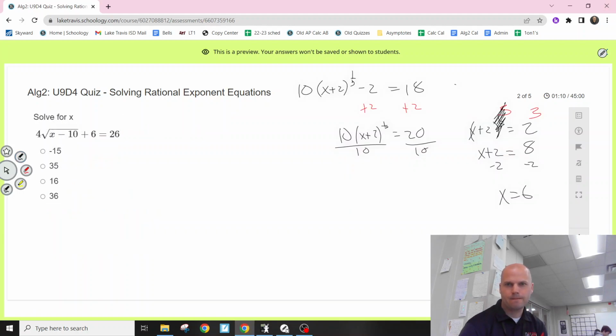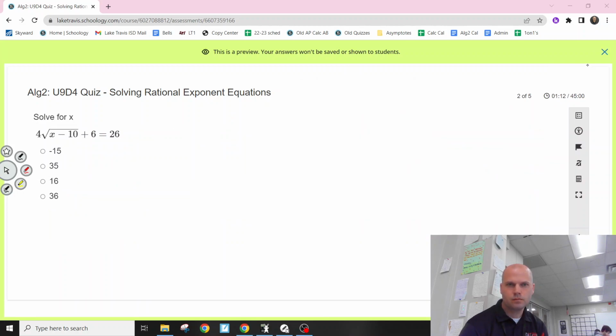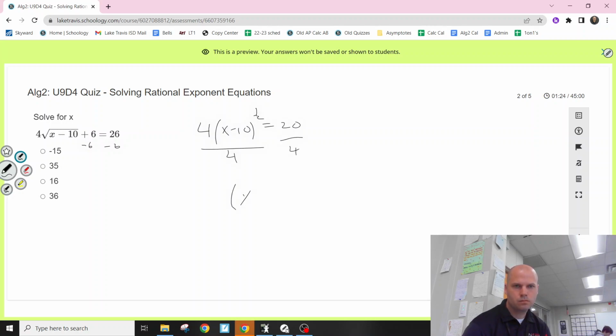Okay. Isolate the exponent. Use a flipped exponent.